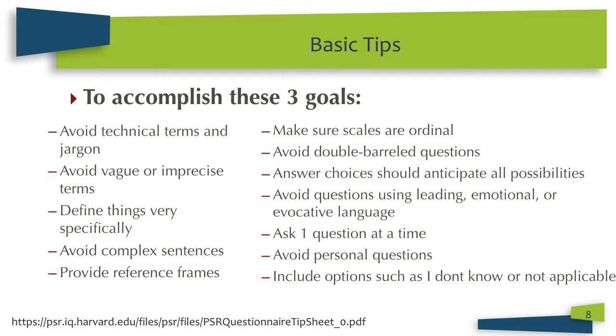Then is answer choices should anticipate all possibilities. Now the idea is that if a respondent could have more than one response to a question, it is best to allow for multiple choices. If the categories you provide don't anticipate all possible choices, it is often a good idea to include an option called other, please specify. So every respondent should have some option that he or she can choose.